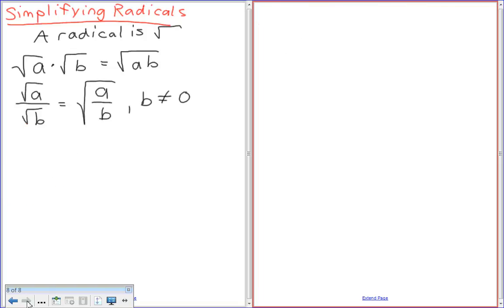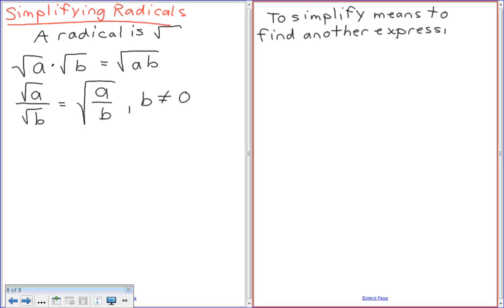Multiplied. That means multiply. Okay, so we're going to say to simplify means to find another expression with the same value. This is not an approximation with your calculator.